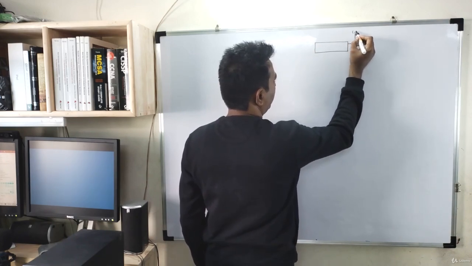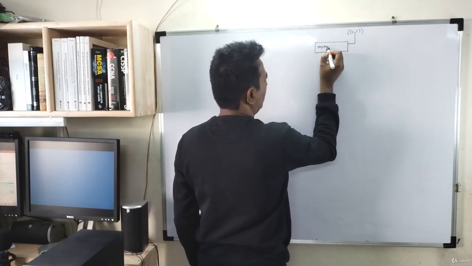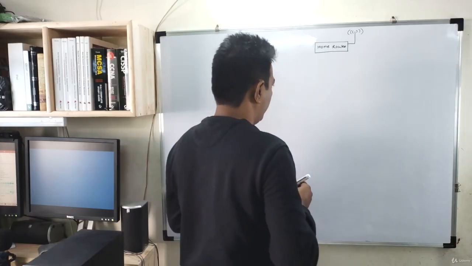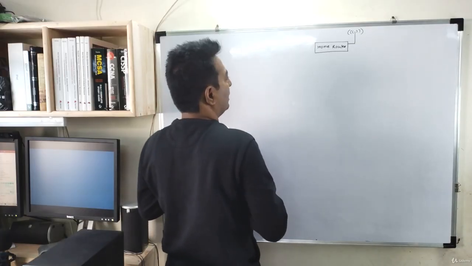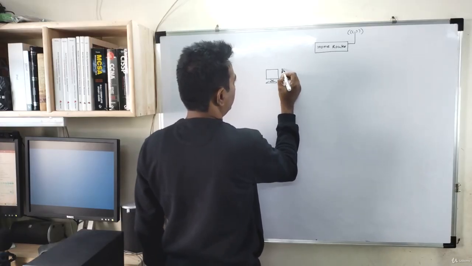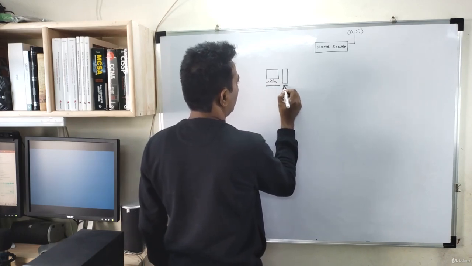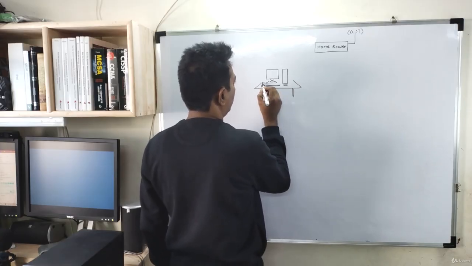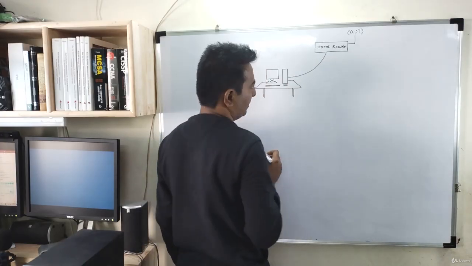So this is my home router. Consider a desktop, with keyboard and mouse. So this is my home system. I have connected that to the router using a cable.